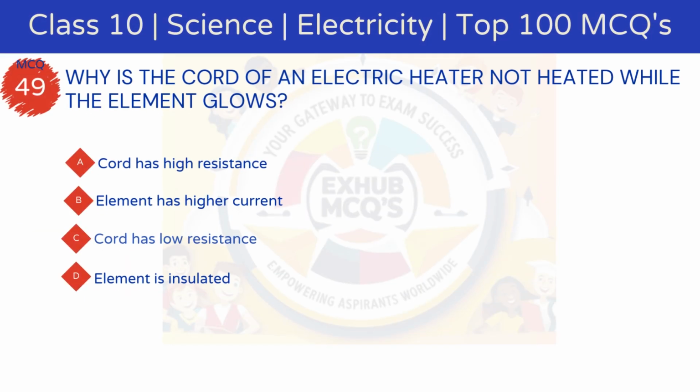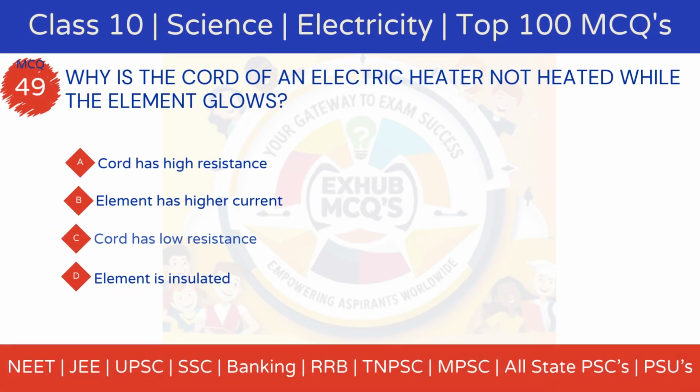MCQ 49. Why does the cord of an electric heater not heat while the element glows? Option A, cord has high resistance. Option B, element has higher current. Option C, cord has low resistance. Option D, element is insulated.